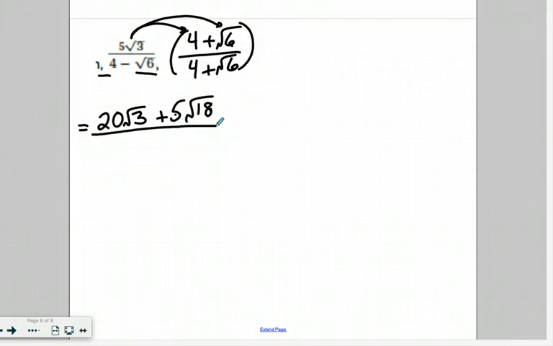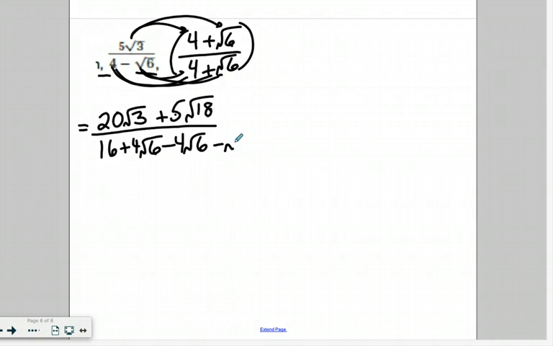Okay, and then in the denominator, we're going to do that same thing. So 4 times 4 is 16. 4 times positive root 6 is a plus 4 root 6. And then negative 6 root 6 times 4 is negative 4 root 6. And then negative root 6 times positive root 6 will be negative root 36.